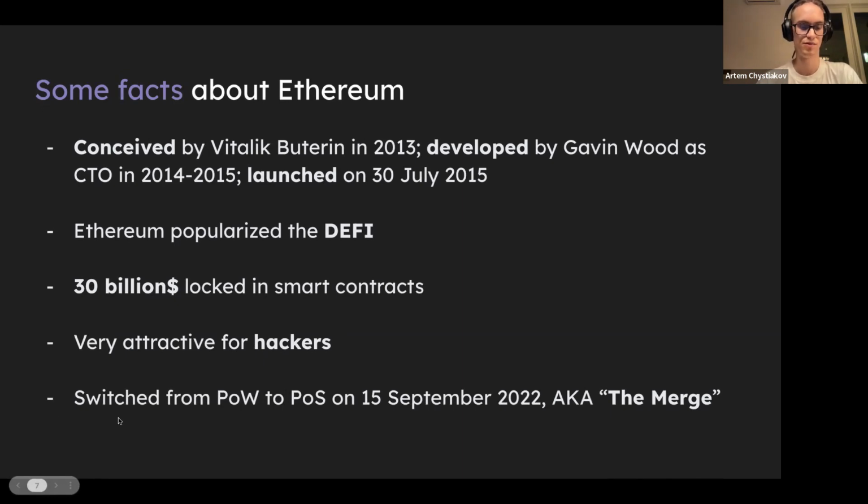And Ethereum switched from proof of work to proof of stake on September 15th, 2022, which is also known as the merge. Such a great feat, actually. It is amazing to see those updates happen, because basically developers went and upgraded the consensus of a protocol that is worth more than $30 billion. Insanity.